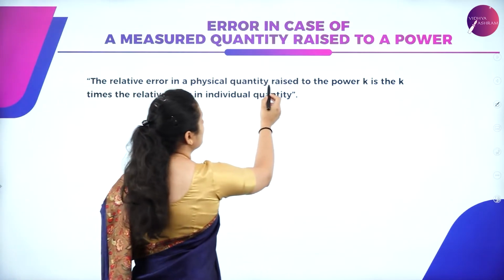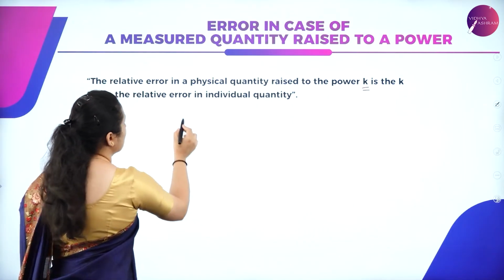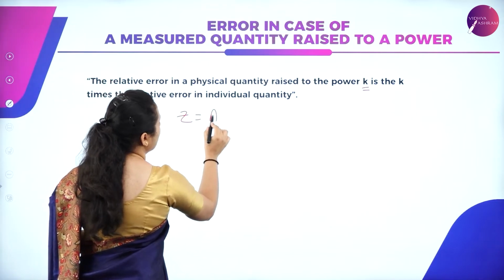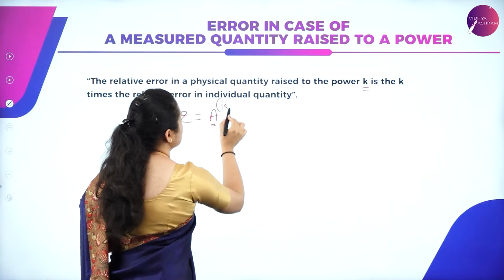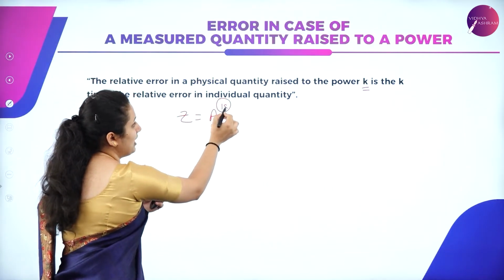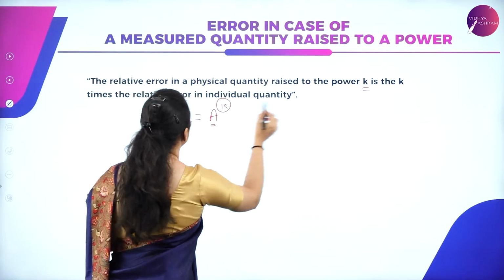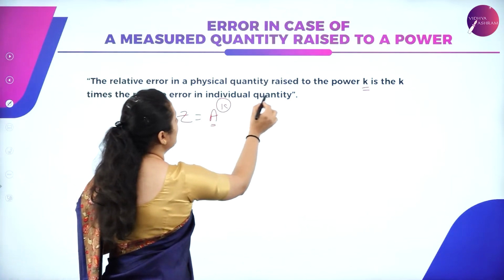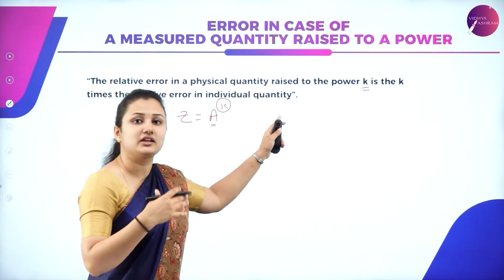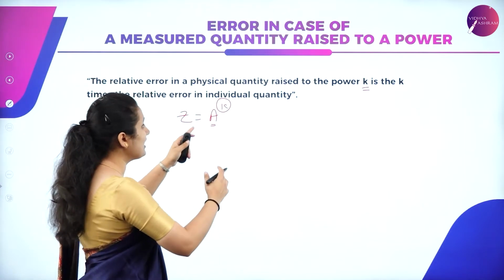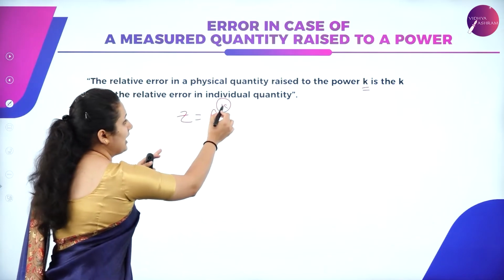Relative error in a physical quantity raised to power k. For example, I have Z is equal to A power k. A is my physical quantity raised to power k. It is raised above A, it is the power of A. It is given that a physical quantity raised to power k has k times the relative error in the individual quantities. It need not be k itself, it can be A, it can be B, it can be C. But in your NCERT textbook, it is represented with k. So I have written k above A.